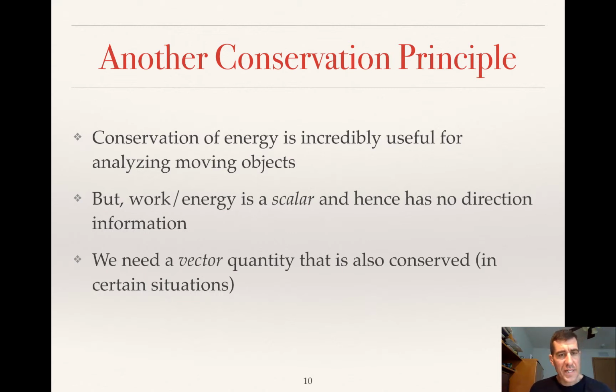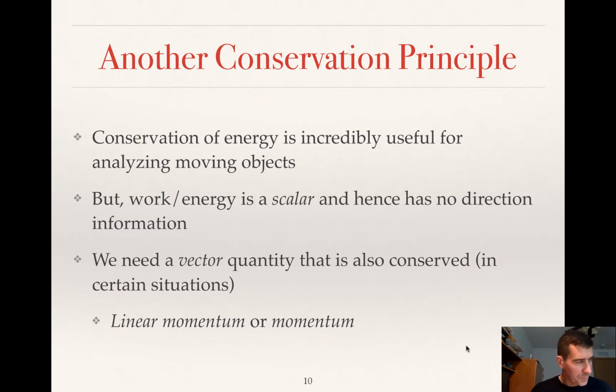So it would be nice if we had a vector quantity that was also conserved. And of course, just like anything, there's going to be certain stipulations on when this gets conserved. So what we need is something called linear momentum, or typically we just refer to it as momentum. So the linear part, well, eventually we're going to have something called angular momentum also. But for now, we'll just call it momentum.